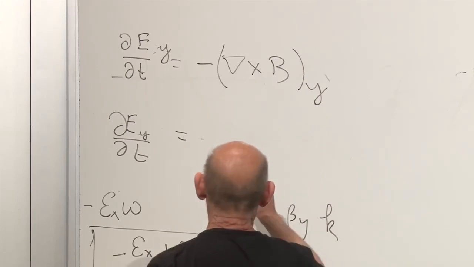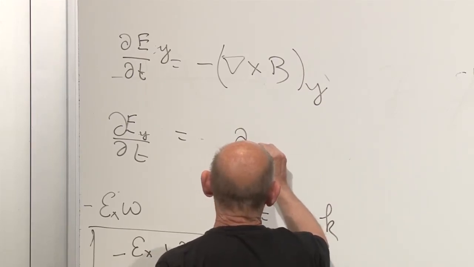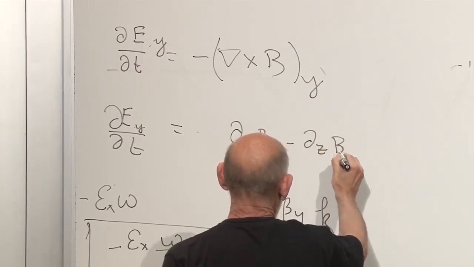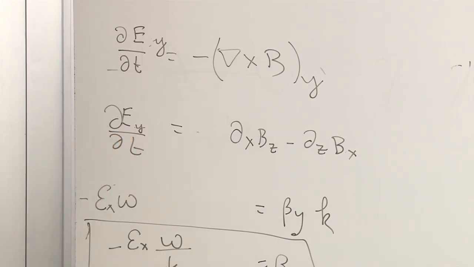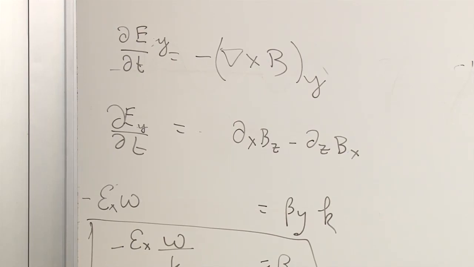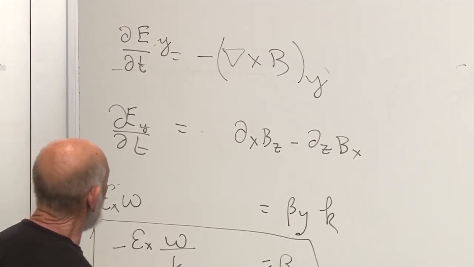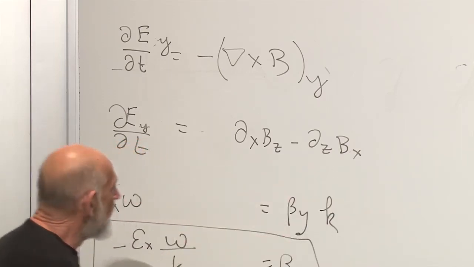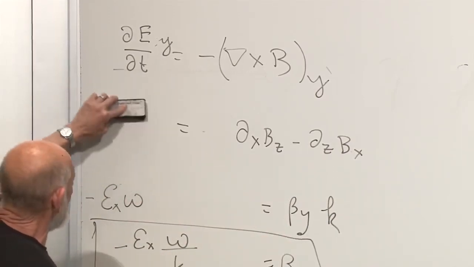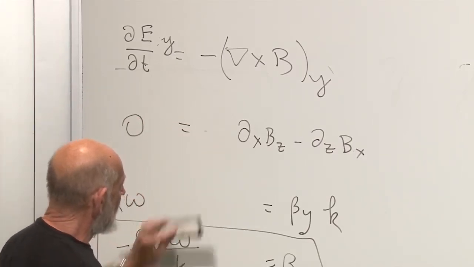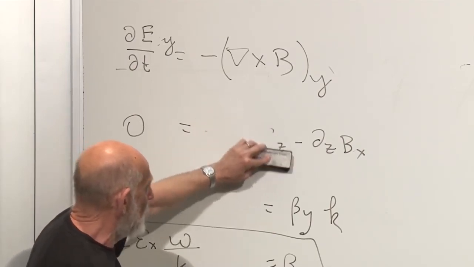The right-hand side has dx Bz minus dz Bx. Now, do I have the sign right or do I have the sign wrong? It doesn't matter. This is the y component of the curl, which means I think I have the sign right here. But it hardly matters since the left-hand side is known to be 0. It says the right-hand side is 0, but Bz itself is equal to 0.